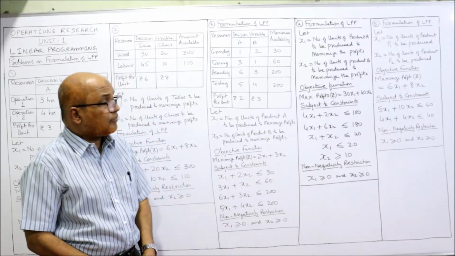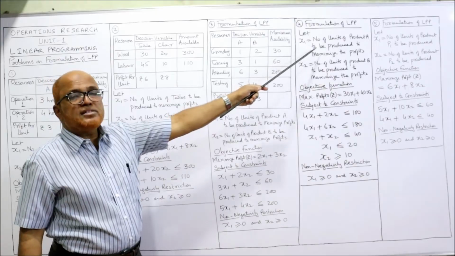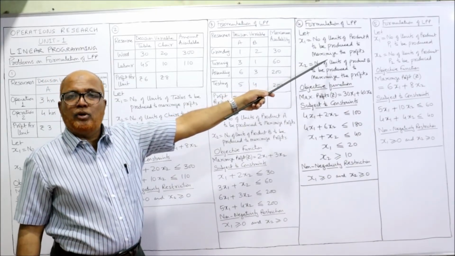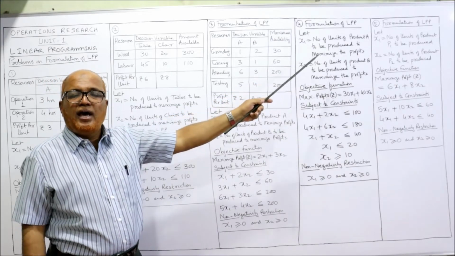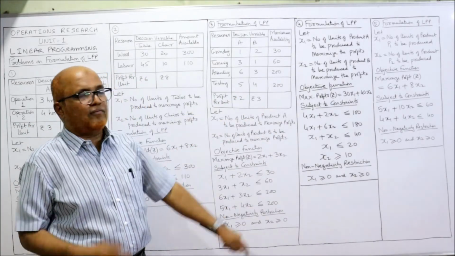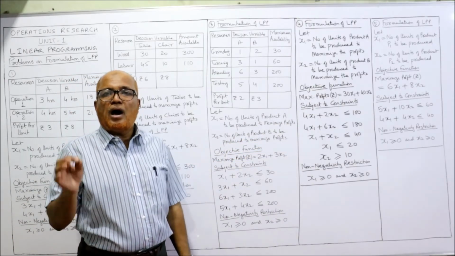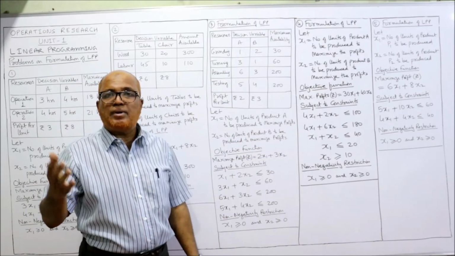Now see carefully here. Formulation of LPP. Let x1 be the number of units of product A to be produced to maximize the profit, and x2 the number of units of product B to be produced to maximize the profit. Now formulation of LPP, objective function. Our objective is to maximize the profit.